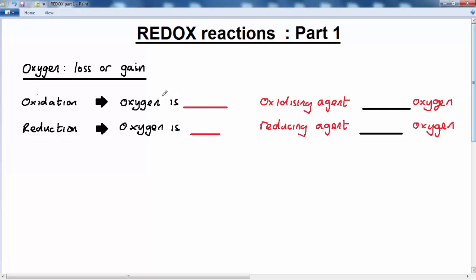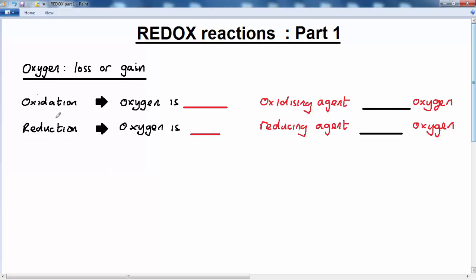In the next few lessons we're going to look at redox reactions. Now redox stands for reduction and oxidation reactions. So whenever a redox reaction takes place, there is always going to be reduction and oxidation taking place at the same time. Now in this lesson we're going to look at the conventional definition of the redox reaction, and this definition really refers to the loss or gain of oxygen from a substance.